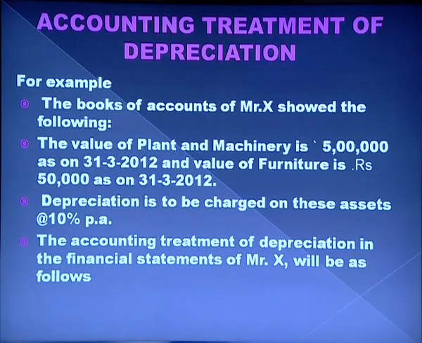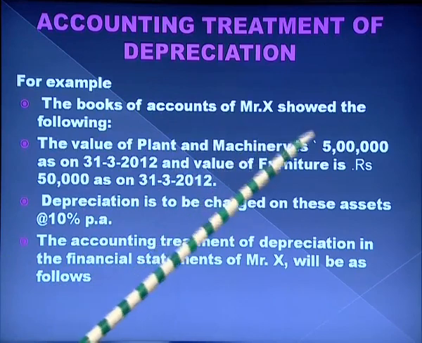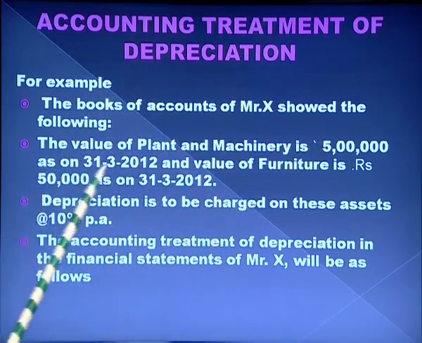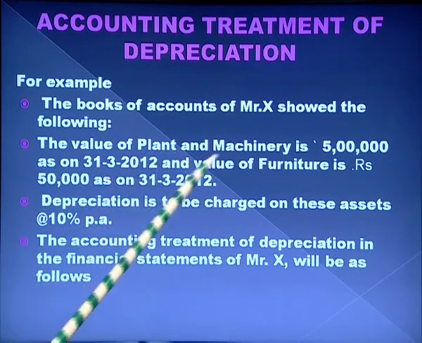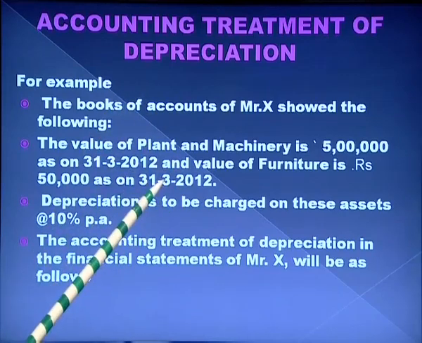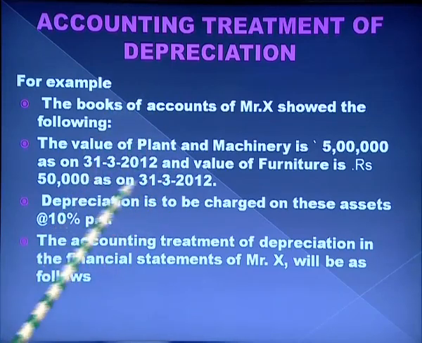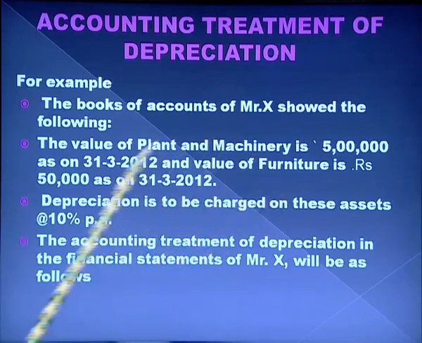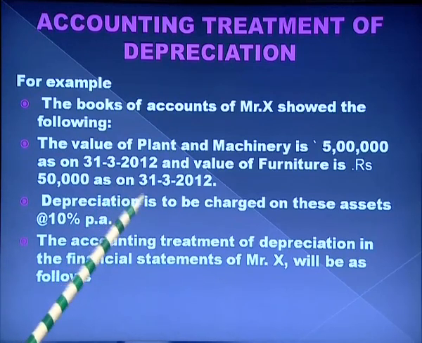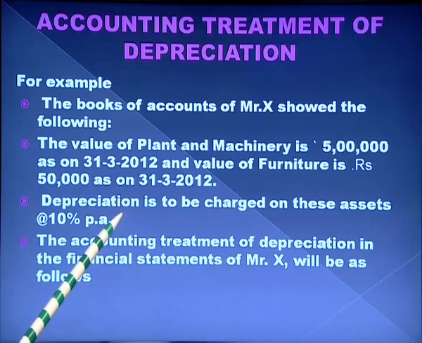For example, the books of accounts of Mr. X showed the following. The value of plant and machinery is rupees 5 lakh as on 31st March 2012, and the value of furniture is rupees 50,000 as on 31st March 2012. These are the balances. Depreciation is to be charged on these assets at the rate of 10% per annum. This is the rate of depreciation which will be charged for the whole year at the rate of 10%.